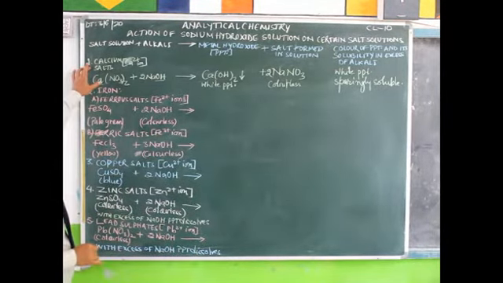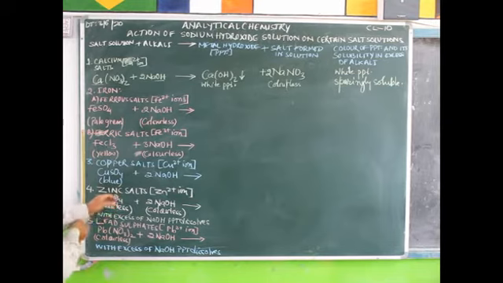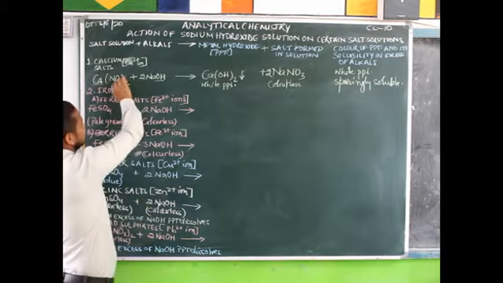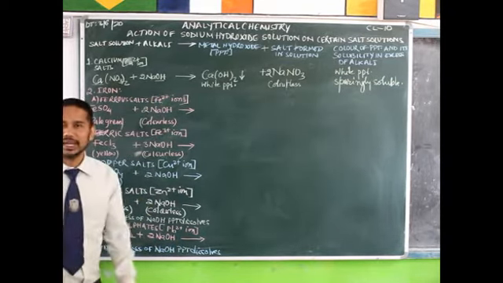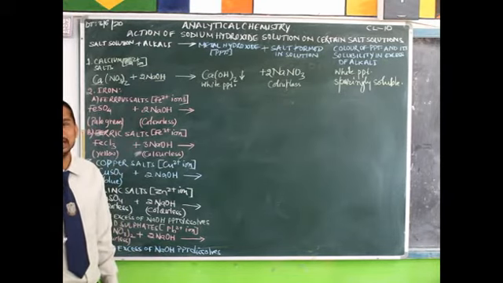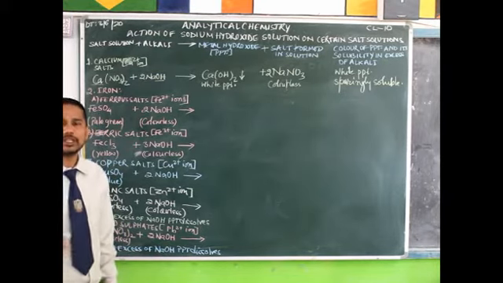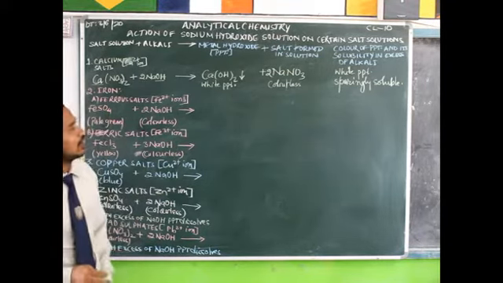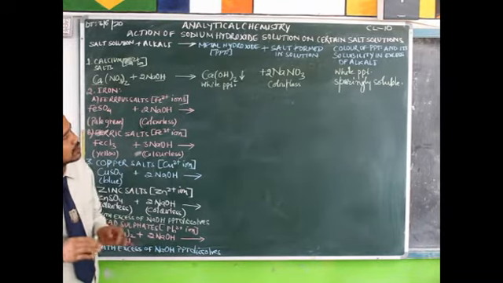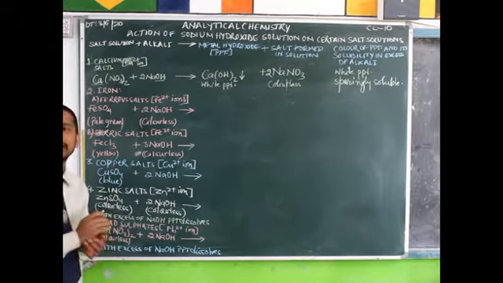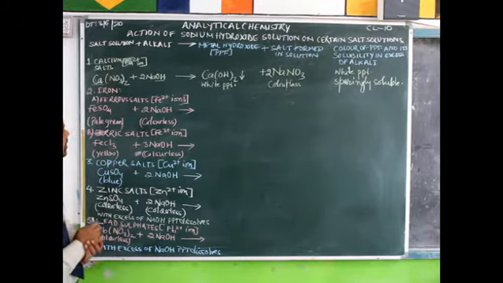So how does calcium salt react with sodium hydroxide? When calcium salt reacts with sodium hydroxide, we get calcium hydroxide, an insoluble substance. The color of the precipitate is white, and what happens to its solubility if we add a lot of alkali? It is sparingly soluble.